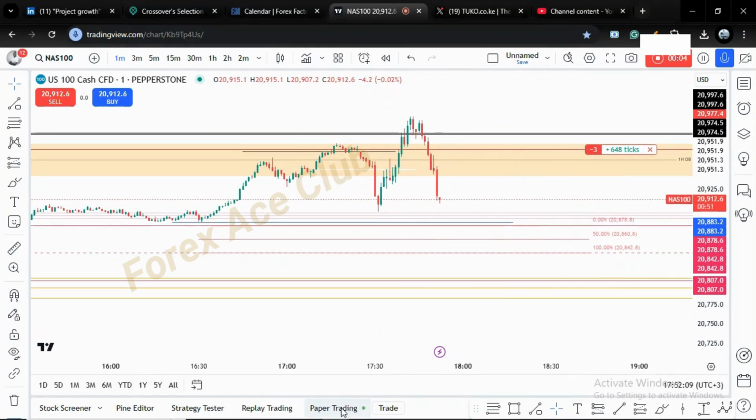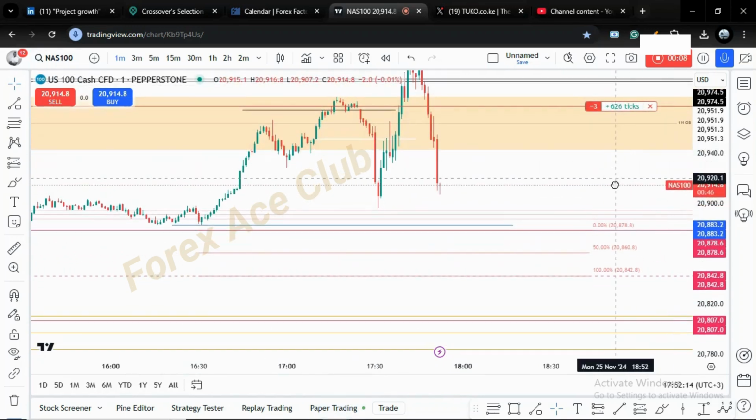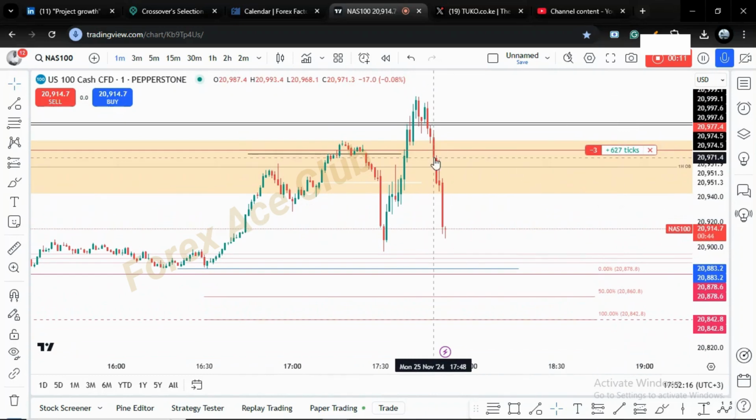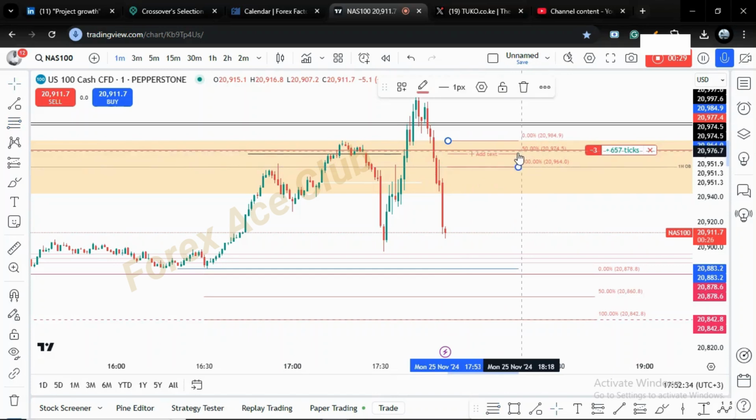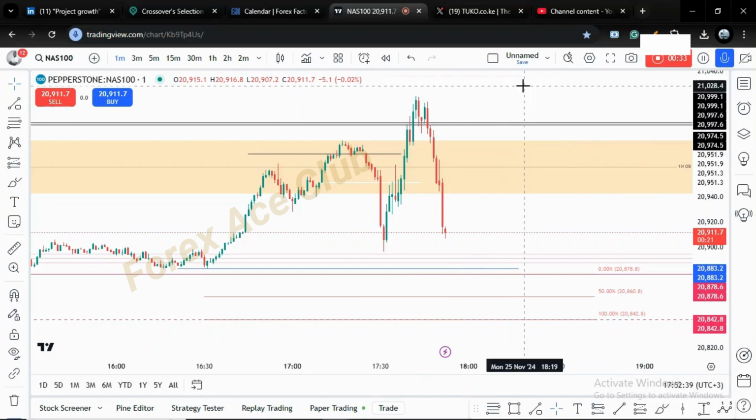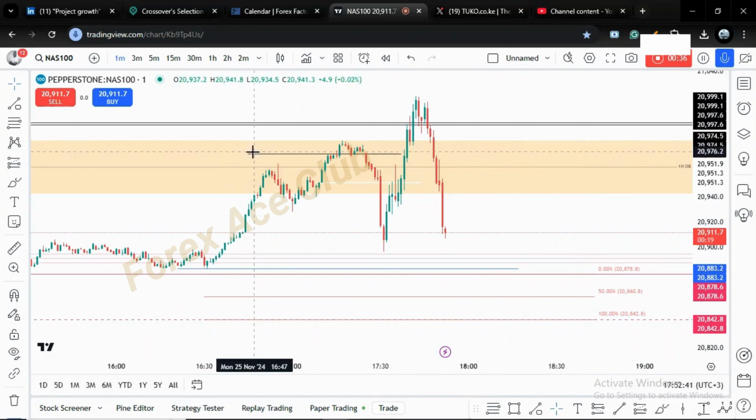So guys, I'm paper trading this one, NAS100 index. I took an entry here inside the 1 hour order block. So this is the midpoint of the 1 hour order block. I was able to take an entry in the upper quadrant, above the 50%, of the 1 hour order block.